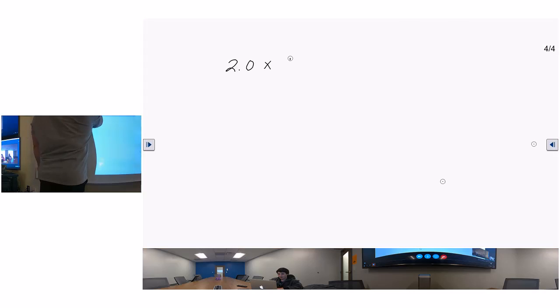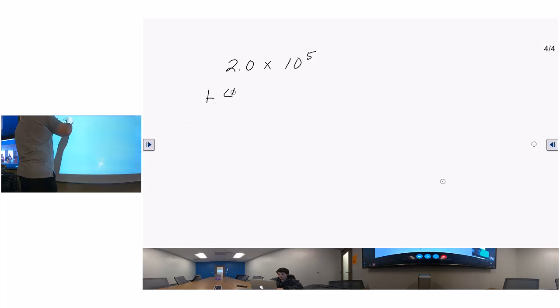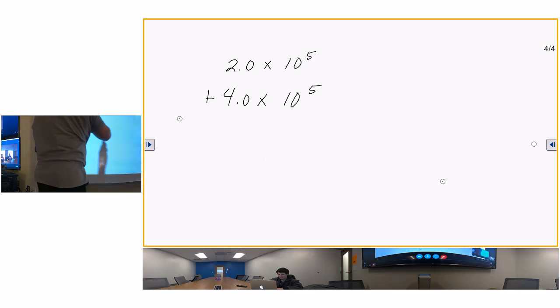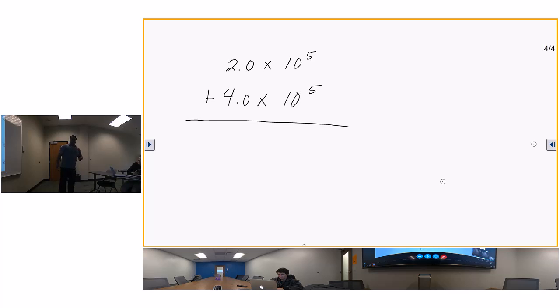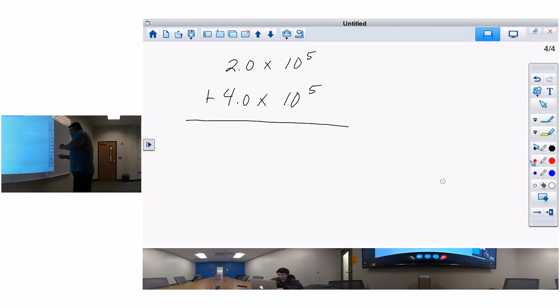2.0 times 10 to the 5th plus 4.0 times 10 to the 5th. What's good about these? They're easy. You don't have to do anything. But don't think too much. Okay? What do you do when you add or subtract and they are like terms?